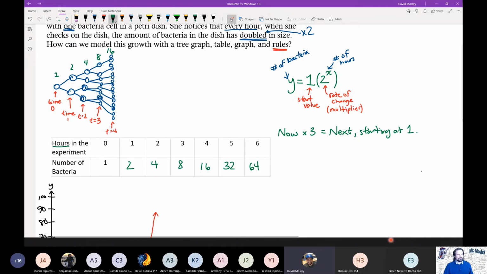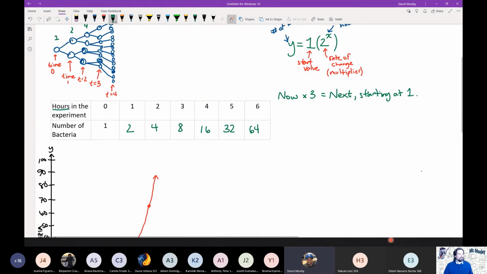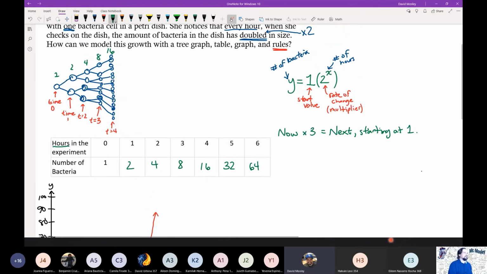Right? So let's see. Would you guys like to see an example of how to use this formula in that way?